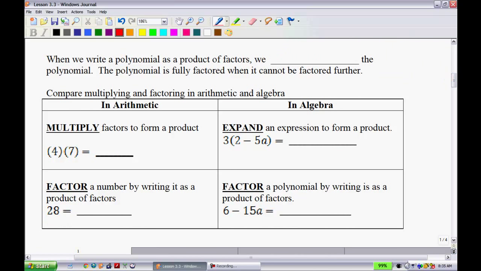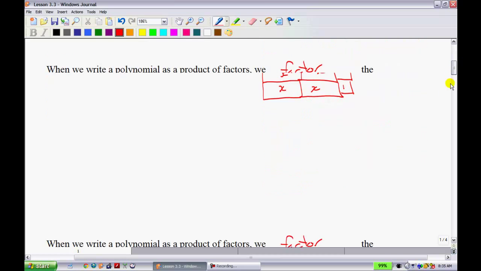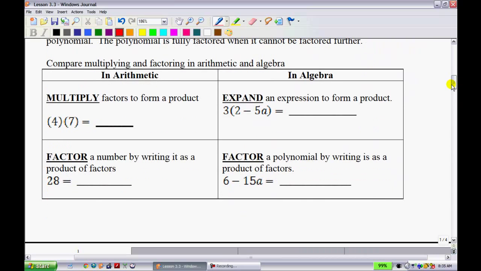When we write a polynomial as a product of factors, we factor the polynomial. The polynomial is fully factored when it cannot be factored further. As an example, if we come up here, the 2x plus 1. There's nothing else that I can factor out. I can't take out a variable. I can't take out any constant. So I'm good to go.